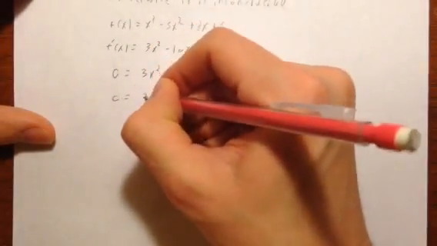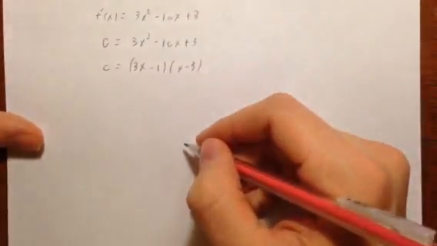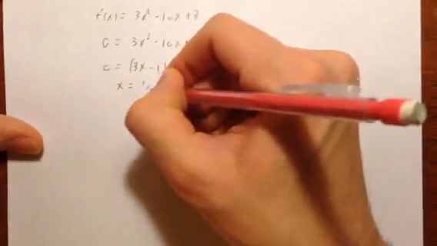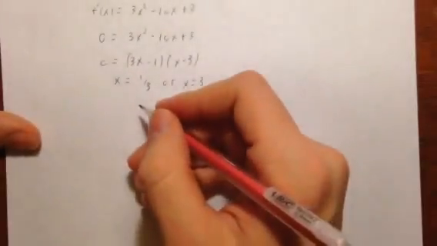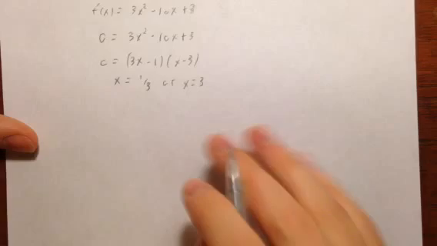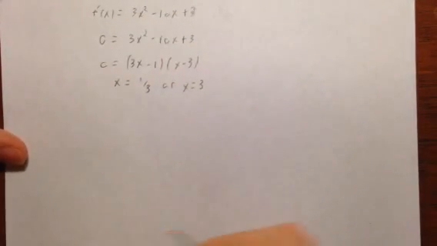Then we just factor this, and we get 3x minus 1 times x minus 3 is equal to 0. So x equals 1/3, or x equals 3. Therefore, our critical points are 1/3 and 3. However, at this point, we can't say if it's a local minimum or a local maximum, so we'll have to find the second derivative.